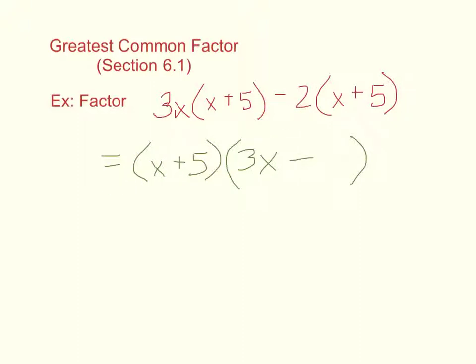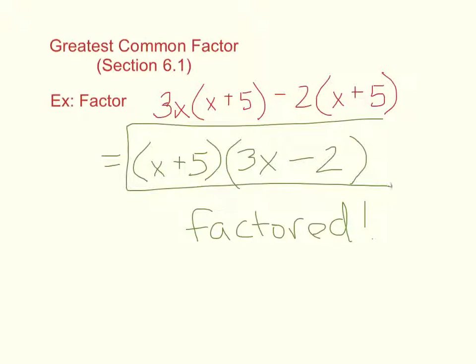And then the next thing I check is that polynomial, can that be broken down anymore? No. Can this polynomial be broken down anymore? No. Is the main operation multiplication? Yes. So we are factored. So our answer is x plus 5 times 3x minus 2.